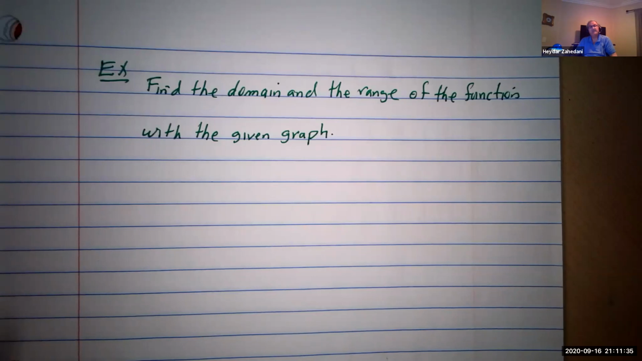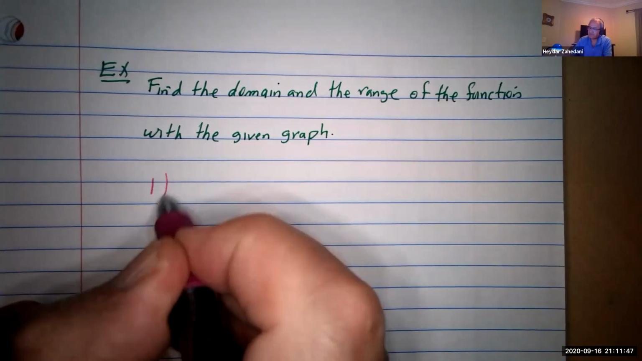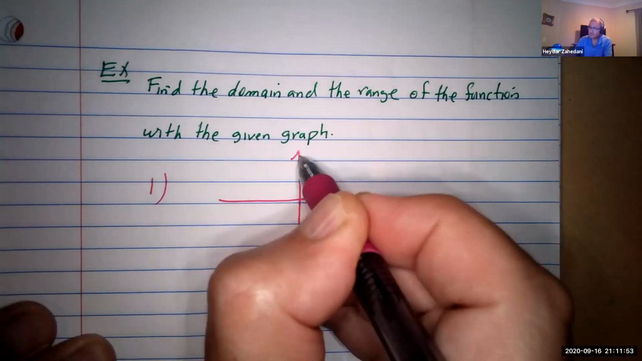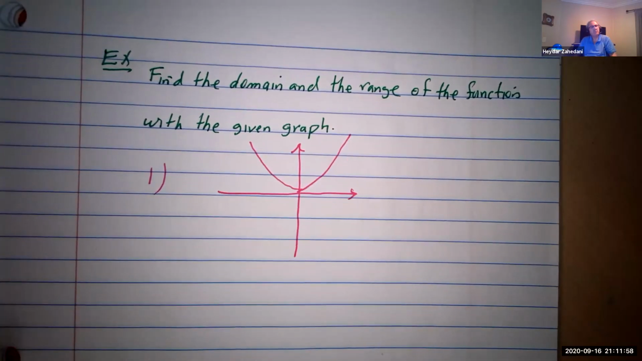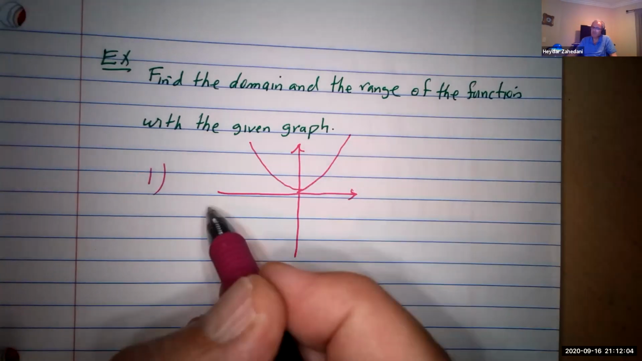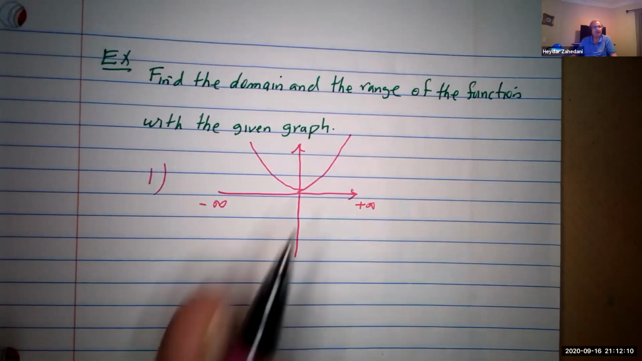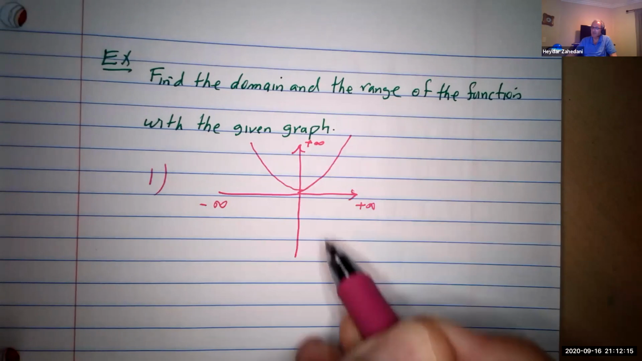Remember, the domain is the x values. You go to the right, to the left. Range is the y value. You go up and down. You see, look at this example. Going to the right, to the left is negative infinity to positive infinity. Going up and down is going to be positive infinity up, negative infinity down.